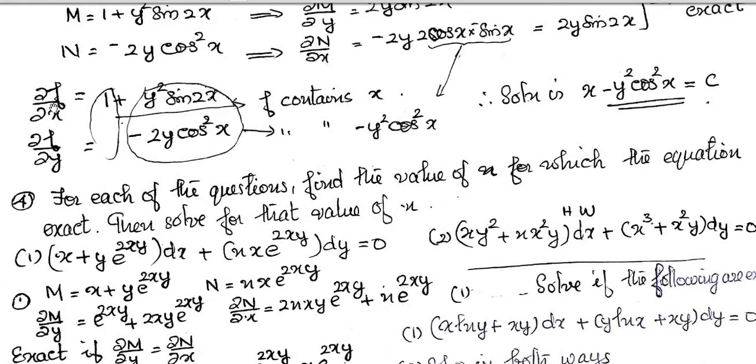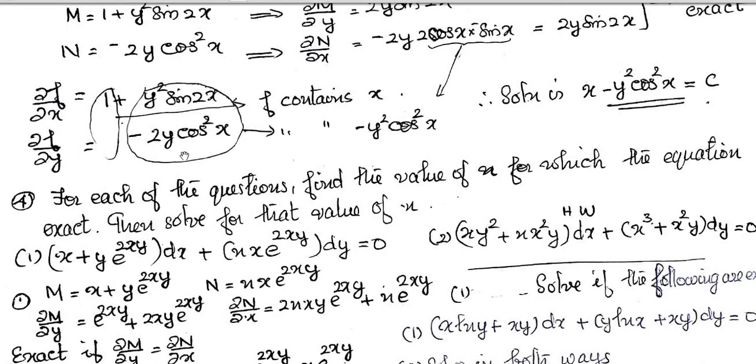See, ∂f/∂x is 1 plus this quantity, and ∂f/∂y is minus 2y cos² x. Therefore, f should contain a term whose derivative with respect to x is 1 and whose partial derivative with respect to y is 0. That means the unknown function is x, that f should contain x.